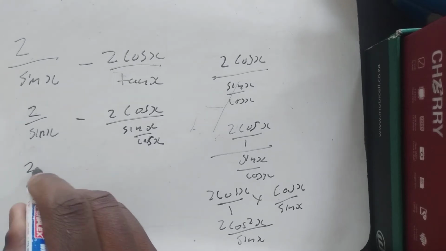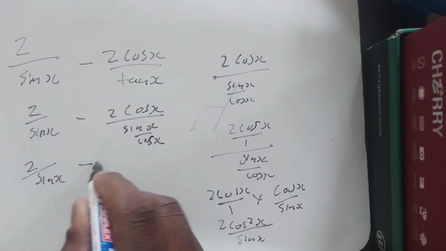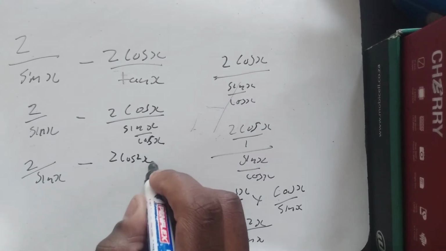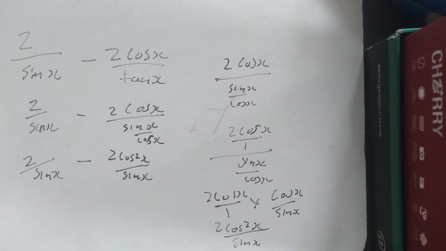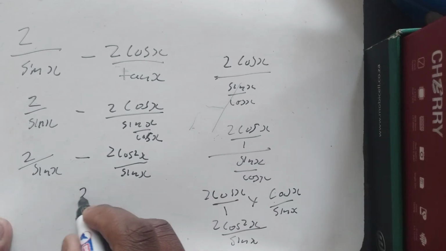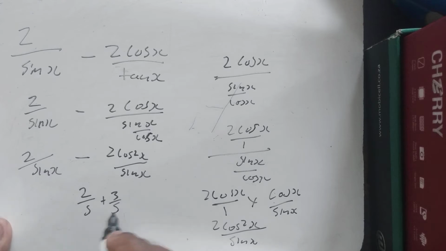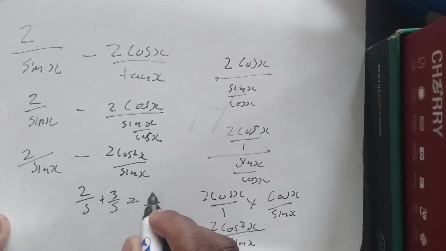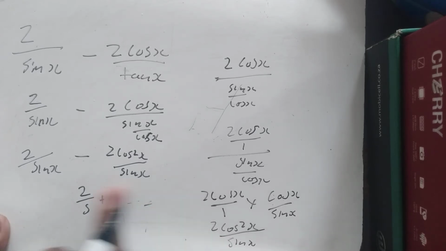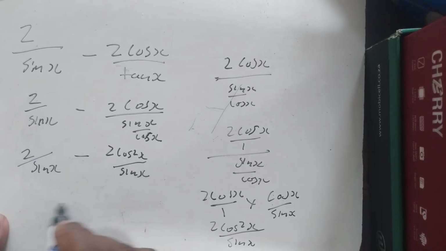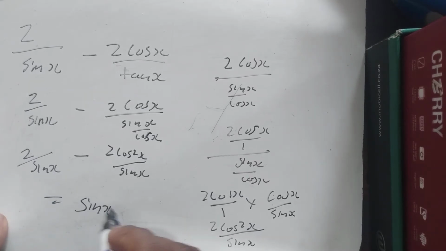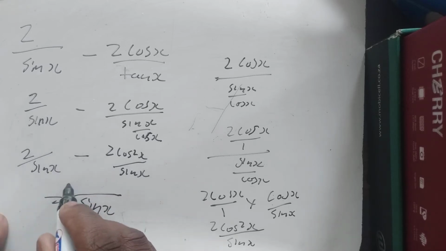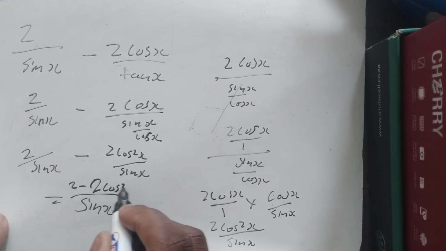So then this becomes 2 over sine x minus 2 cos squared x all over sine x. Now when we're adding or subtracting fractions, notice here we don't need to multiply the denominators because they are the same. The basic thing is whenever we have 2 over 5 plus 3 over 5, we don't need to multiply them. We just repeat the denominator and add the numerators, so this becomes 5 over 5, which is 1. In this case, we do the same thing. Since the denominators are the same, our answer contains the same denominator. Then we just subtract the numerators, so it becomes 2 minus 2 cos squared x.